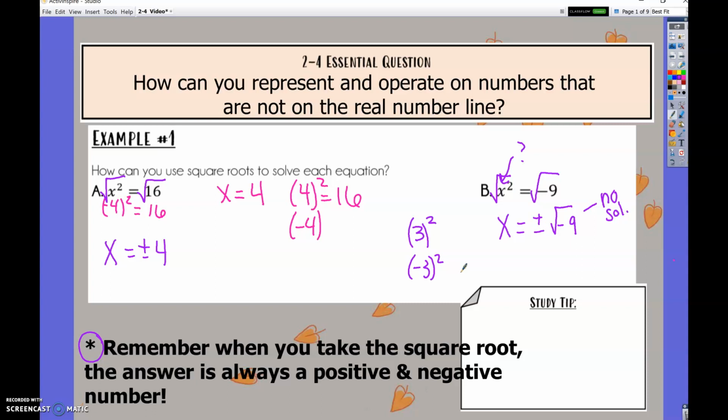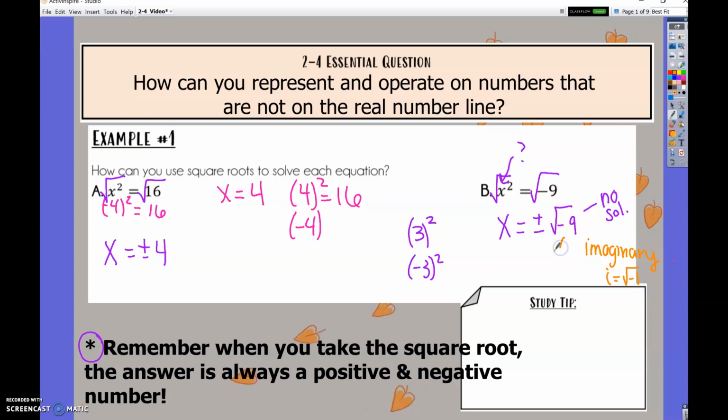However, with this chapter, or this section, we're going to be noting that if we ever have a negative under the square root, that will involve an imaginary number. And we're going to call that imaginary number i. It will stand for the square root of negative 1.